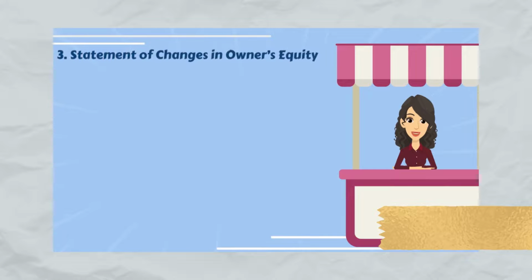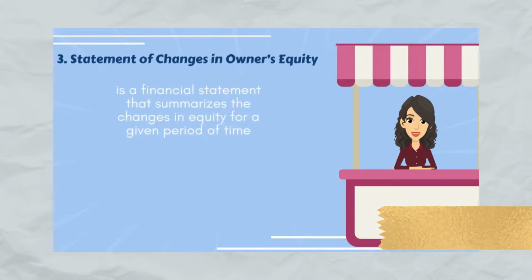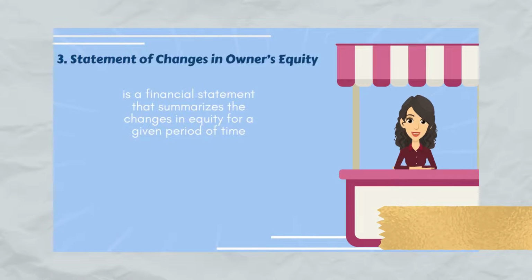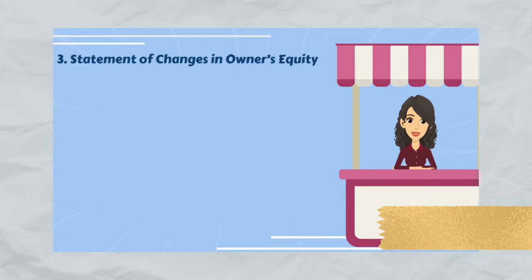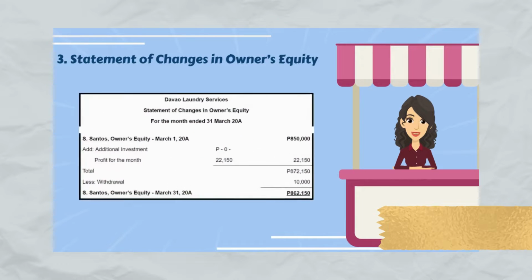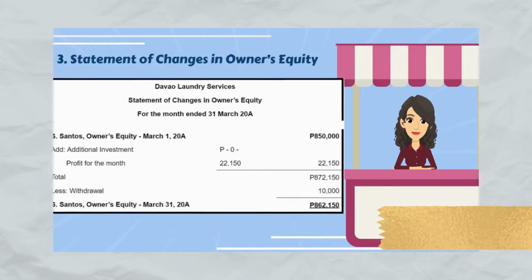The third and the last statement for this video is the statement of changes in owner's equity. The statement of changes in owner's equity is a financial statement that summarizes the changes in equity for a given period of time. The beginning equity of the owner is increased by additional investment and profit. Correspondingly, it is decreased by withdrawals and loss. So here's an example of the statement of changes in owner's equity.